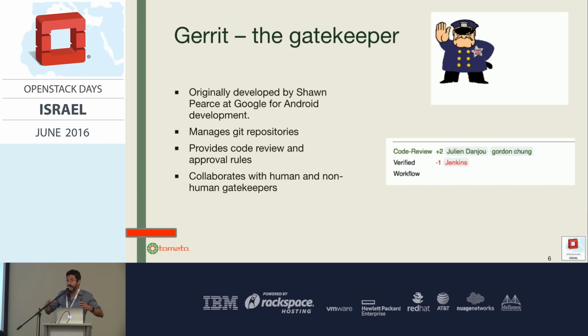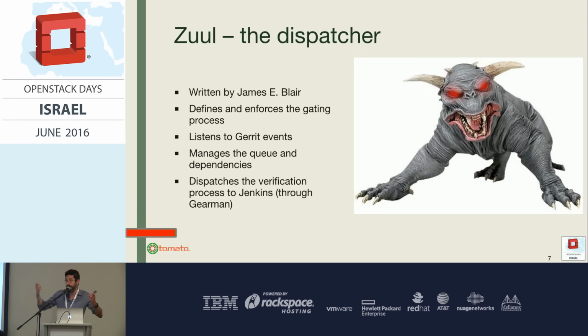It manages Git repositories inside, and it provides us with an ability to define code review and approval rules, a matrix of what kind of checks and what level of approval a code change has to pass in order to be merged to the trunk. And it enables us collaborating with human and non-human gatekeepers, human being the peer developers who can review our code, and non-human being the continuous integration system that we're looking at.